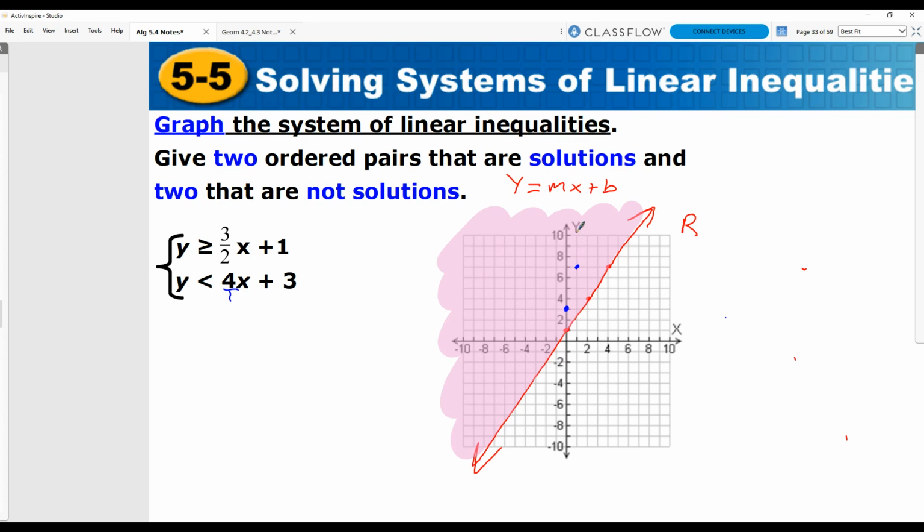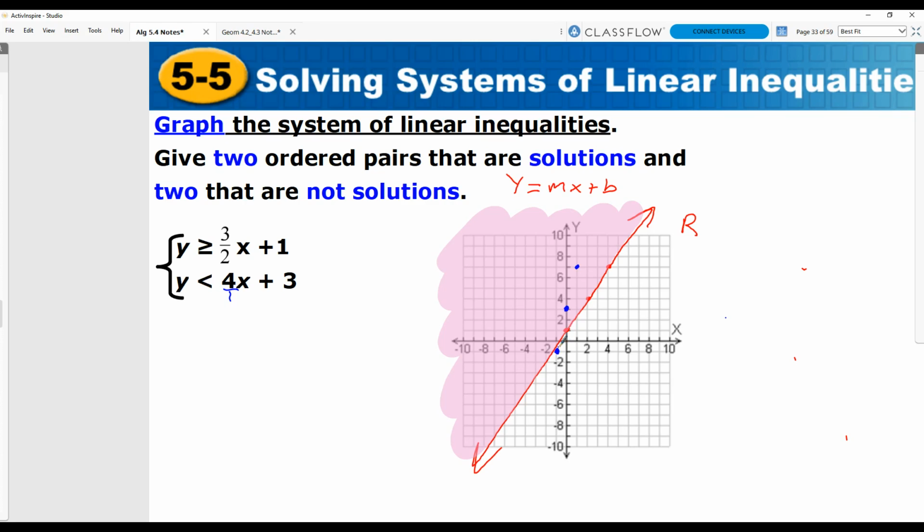Okay, and then I don't have room to go up 4 over 1 again, so I'm going to go down 4, 1, 2, 3, 4 over 1, like that. Okay, so I got a few points. Now, before you make a line, take a look at this. We covered this in Unit 4. Because it doesn't have the equal to part, it's going to be a broken line. It's not going to be a solid line like this one because it doesn't have the equal to part. So this one's going to be a broken line.